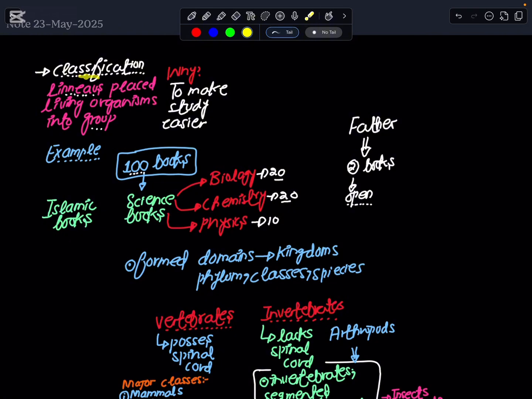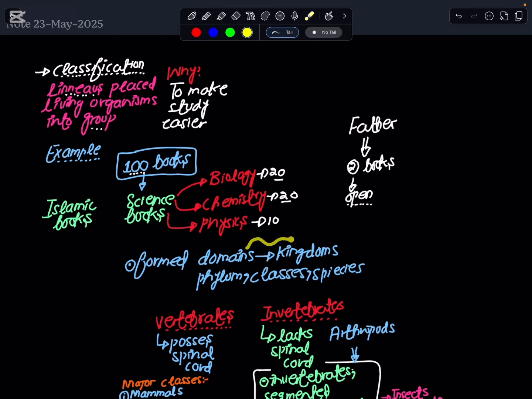So this is what Linnaeus, the scientist or biologist, basically started doing. Now what he actually did was start from the very basic, generalized category, and he formed the domains. We have three domains in total. Among those domains, we have bacteria, we have animalia, and then there was Archaea, but that is not discussed at your level.